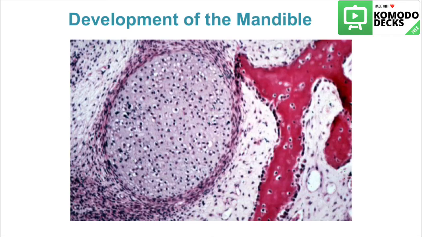So until birth, the growth of the mandible is influenced by the appearance of secondary cartilages: the condylar cartilage, the coronoid cartilage, and the symphysial cartilage, which start at the 12th week intrauterine, and they will disappear shortly after birth.